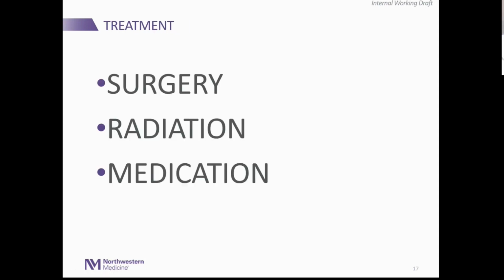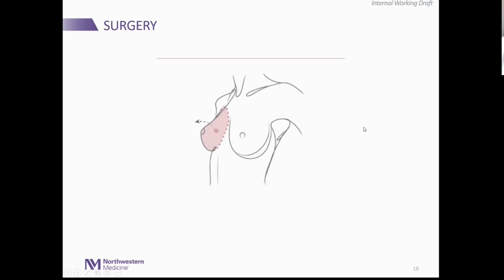So treatment considerations for DCIS. Typically, in most women, DCIS is treated in a multidisciplinary approach. But it's important that we think about how to tailor treatment towards each patient. So the treatment generally is a combination of surgery, radiation, and medication.